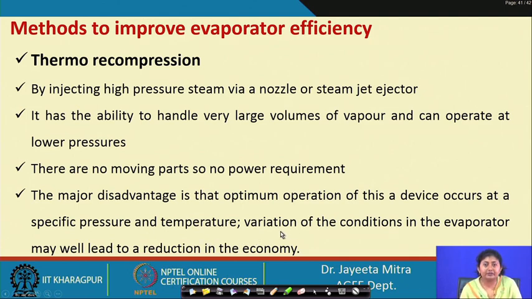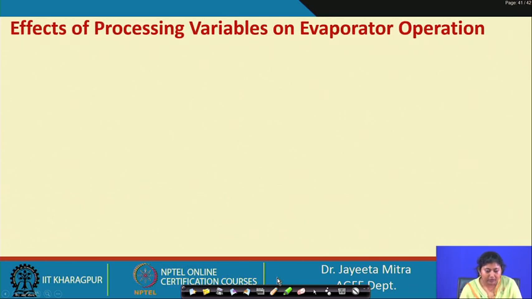The major disadvantage is that optimum operation of this device occurs at a specific pressure and temperature. That means, if there is any kind of variation in the condition, that is the amount of steam being generated, or any variation in the pressure and temperature, then it cannot perform. So, variation of condition in the evaporator may well lead to reduction in the economy. So, that is about the thermal recompression.